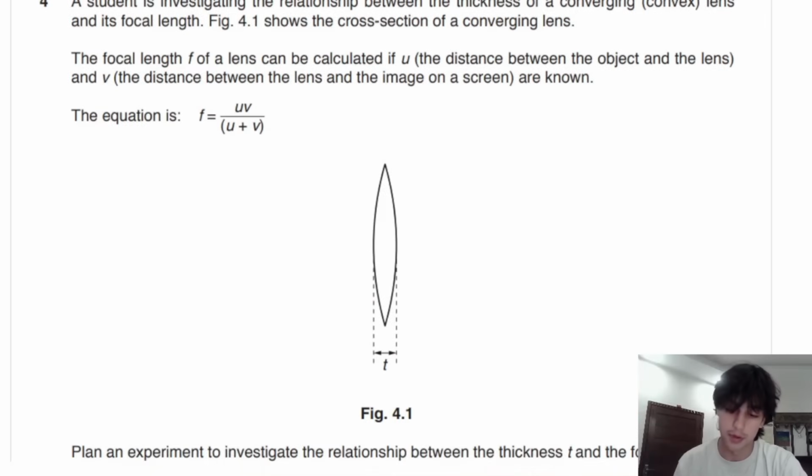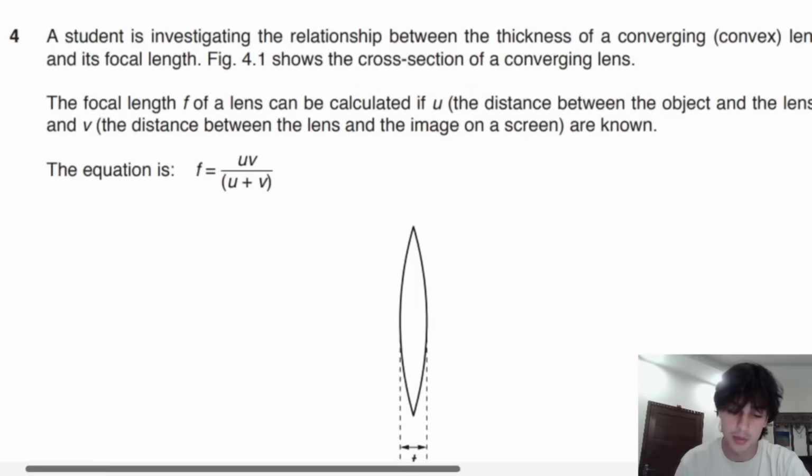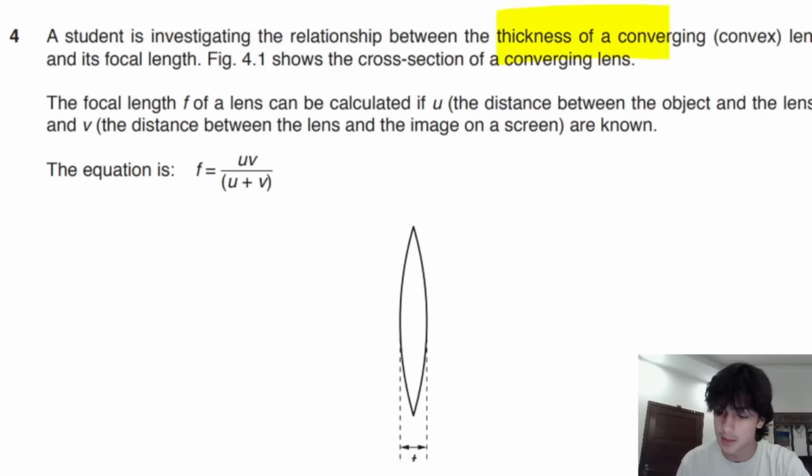Okay, let's step aside from the stupid questions, questions 1s and 2s. Let's move on to experimental questions. A student is investigating the relationship between thickness and focal length. So we can already identify two things: the independent variable and the dependent variable.